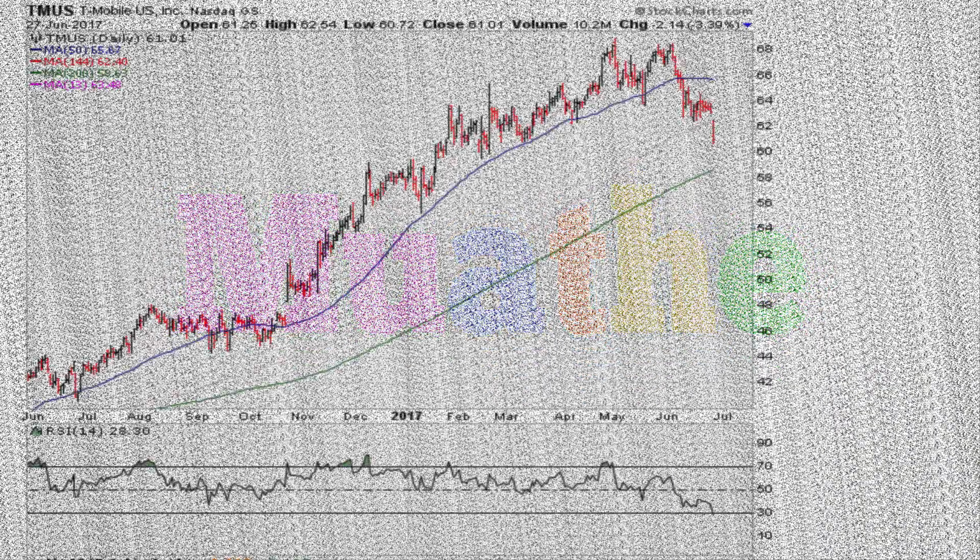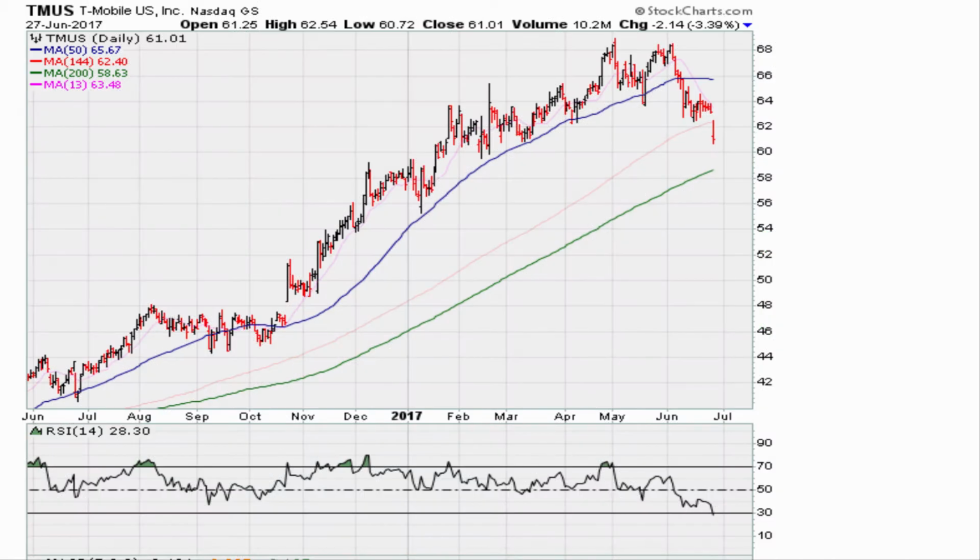Eric Muathe, Muathe.com. Let's take a look at the chart for TMUS, T-Mobile, and we can see a relatively big down day for June 27th, 2017.